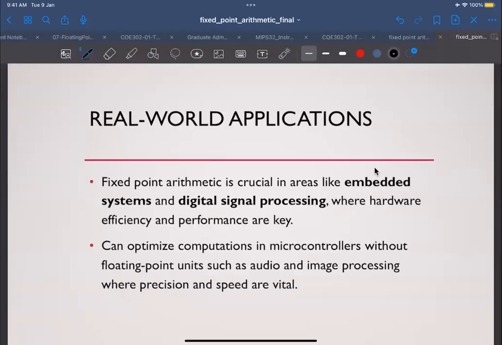What about real-world applications of fixed point arithmetic, or fixed point numbers? Basically, in embedded systems as well as digital signal processing, fixed point arithmetic plays a central role. Because usually embedded systems have very limited resources, and maybe a floating point unit is not really a luxury that you can afford. So you have to implement the arithmetic operations as fixed point operations in either embedded systems or digital signal processors.